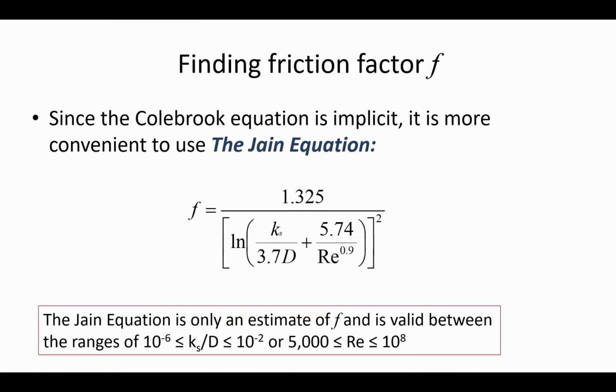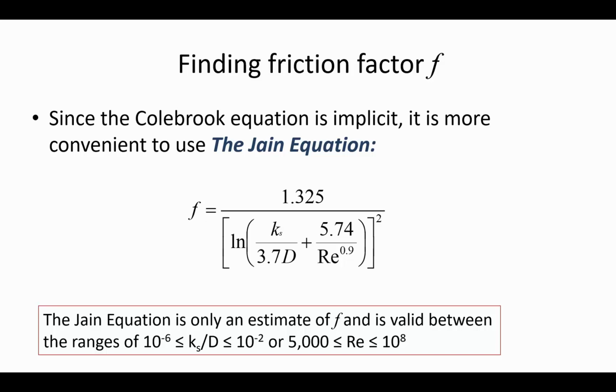It's not implicit. The Jain equation just has the f value on the left-hand side, but it's only valid from 5,000 Reynolds number up to 10 to the 8th.